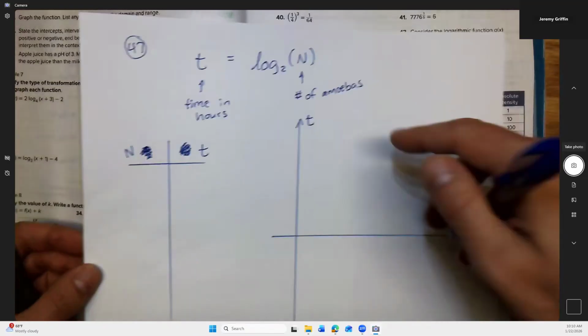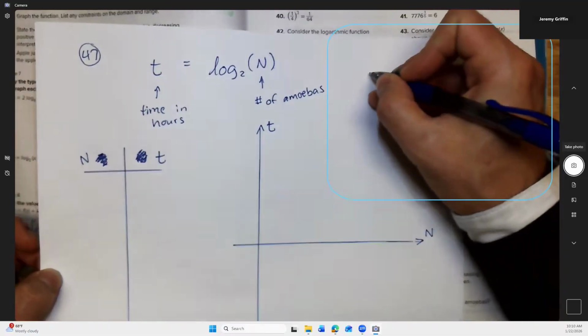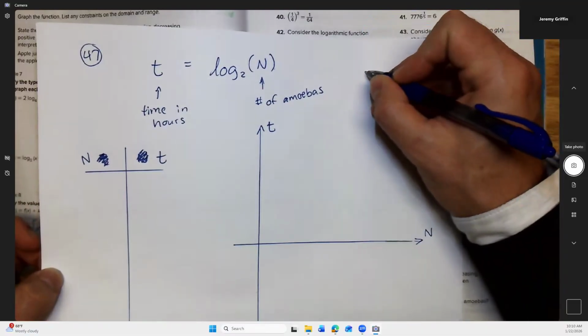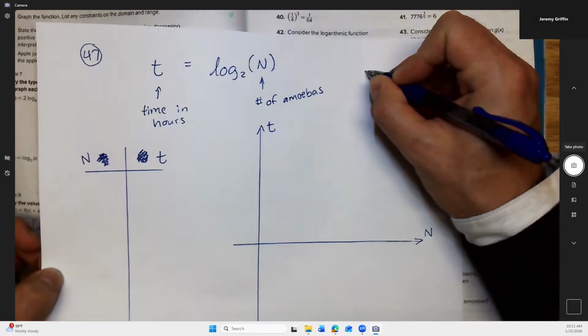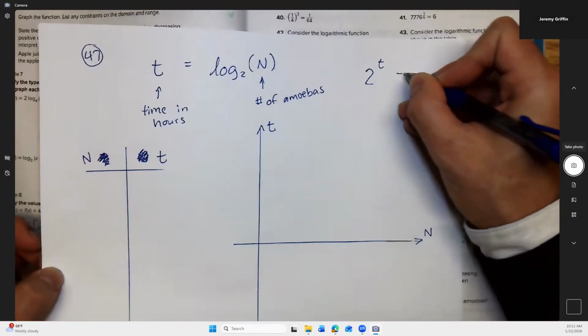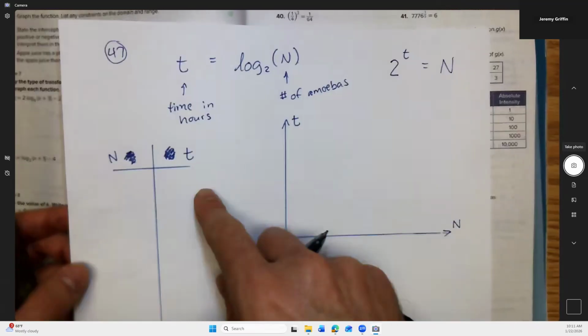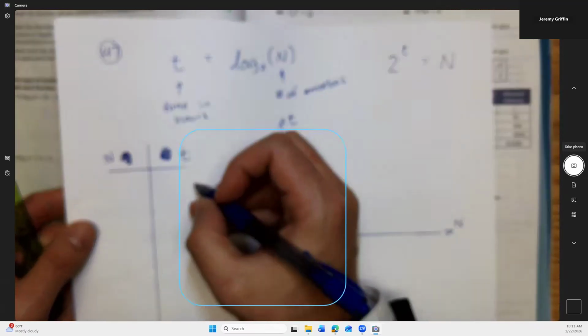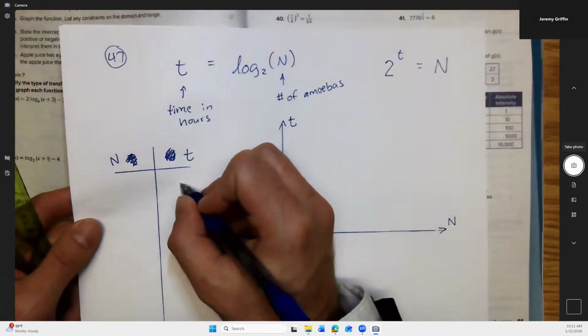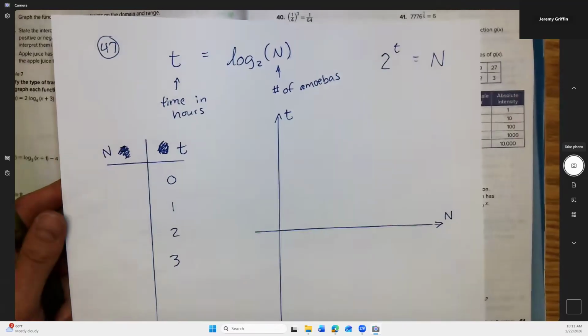So let's rearrange this as an exponent, kind of like we did for the last one. Guys, how can you write this as an exponential equation? 2 to the what? 2 to the T equals n. Yeah, so you can do that. And then I think it's probably easier to make a table of values. So let's go time is, how about 0, 1, 2, 3.